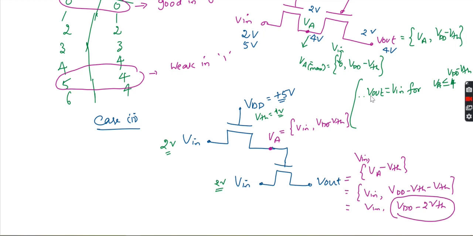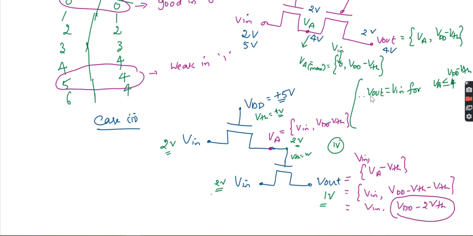Next you can see the VA value now. VA is also 2 volt only. Now here VTH is the same, it is 1 volt. What is the maximum voltage I will get? It is 2 minus 1, VA minus VTH, correct? So it is nothing but 1 volt. The maximum I will get is 1 volt only. But my input is 2 volt, so the output will be 1 volt.